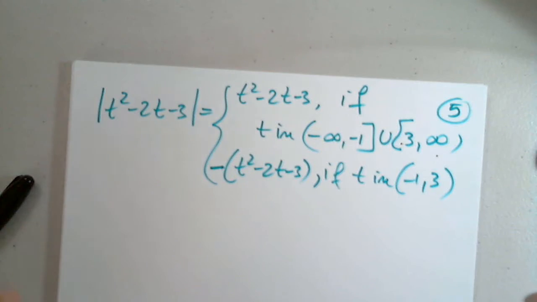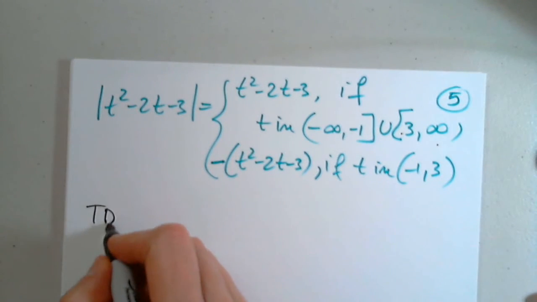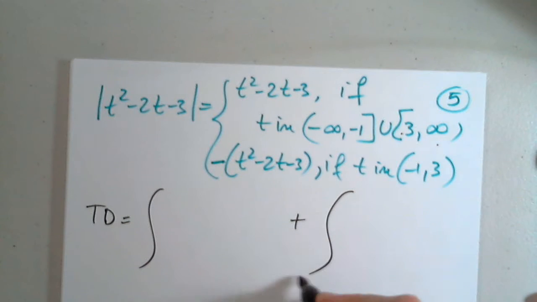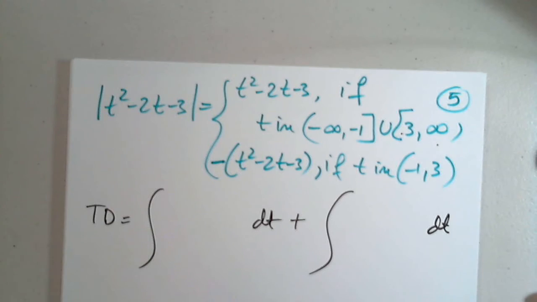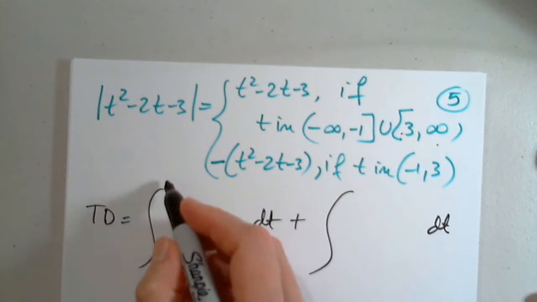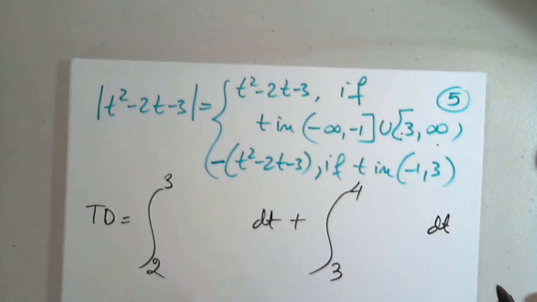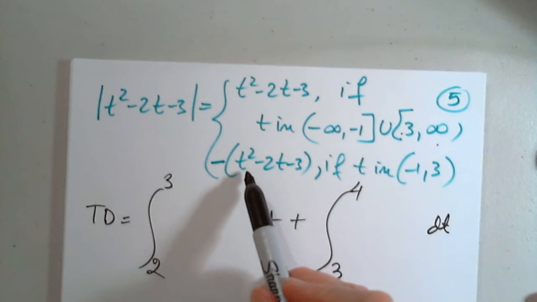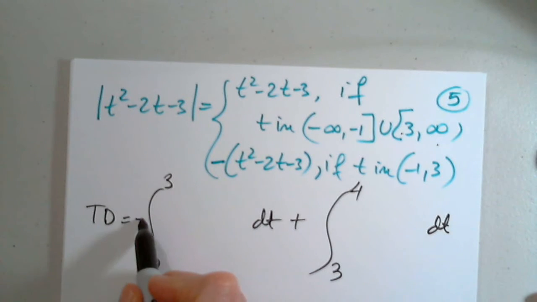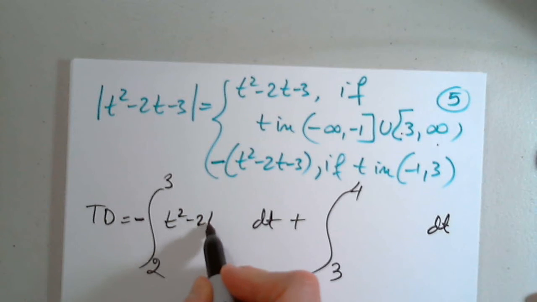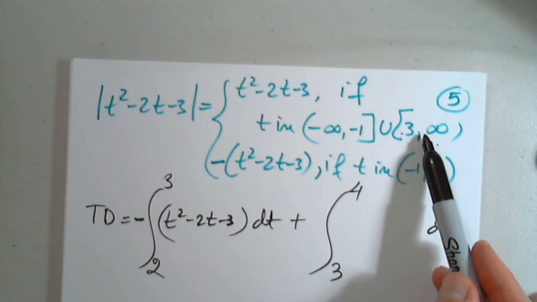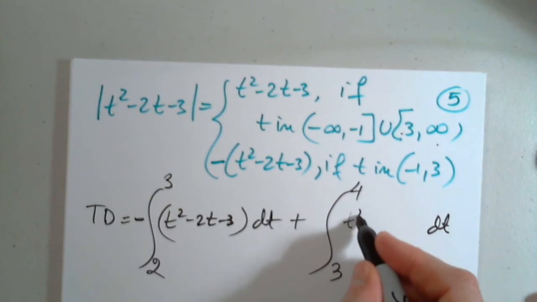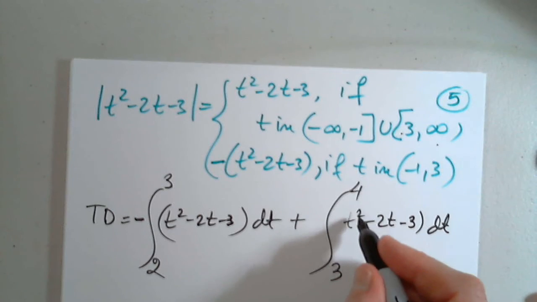So then the total distance will be the sum of two integrals, of course with dt. Again, we're talking about 2 to 4, so I have 2 to 3 and 3 to 4. The 2 to 3 piece is from the opposite. I don't like that negative, so I'm going to put it outside: t squared minus 2t minus 3. And 3 to 4 is from the other one, so t squared minus 2t minus 3.